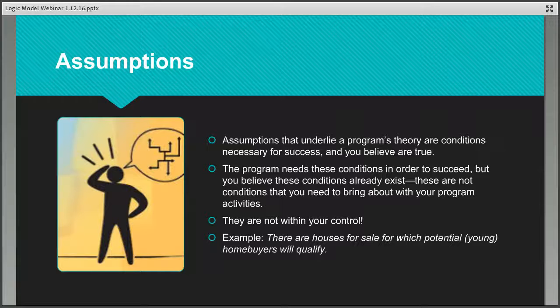So those assumptions can refer to facts or special circumstances in your community, in your region, or your field. So an example for our home buying example is that there are houses for sale for which potential young home buyers will qualify. This assumption demonstrates that there is a circumstance within the community that will enable a home buyer to successfully purchase a home. So understanding some existing knowledge and existing conditions really helps us to make decisions about what activities and resources we need to achieve those.